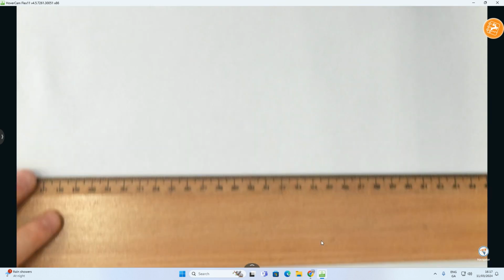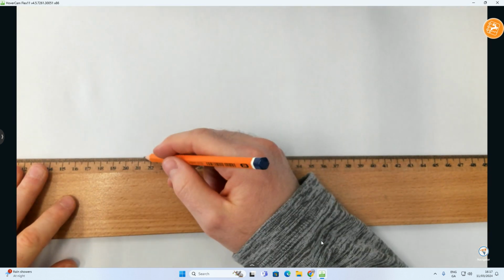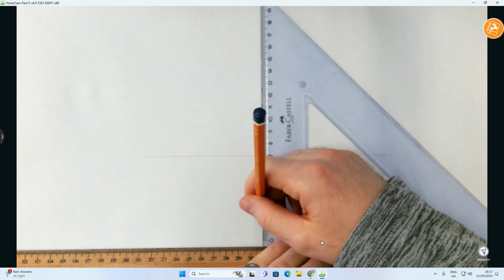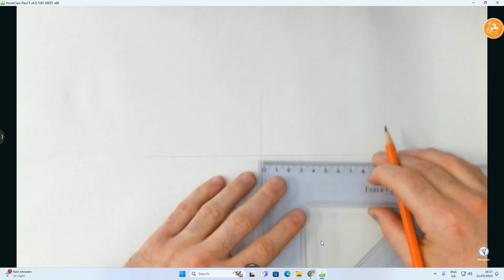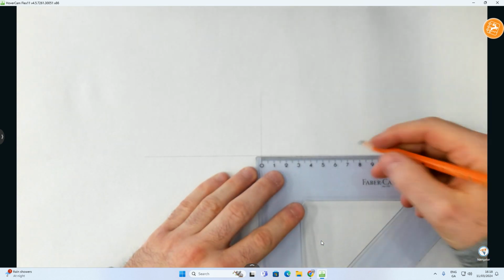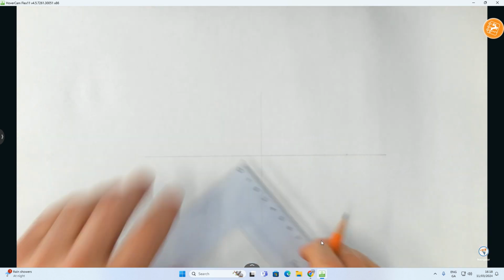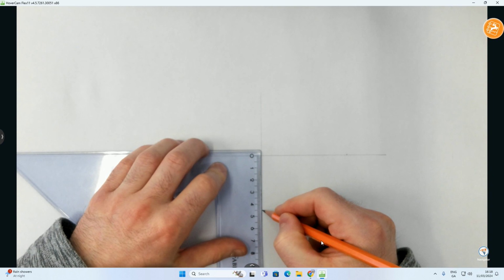So on my page, I'm going to start off by doing a construction line like this, and then roughly through the middle, it doesn't have to be exactly through the middle, I'm going to do a line up and down. Now, on those two lines, I'm going to measure 70 millimeters on the major axis, and on the vertical line from the center point, I'm going to measure down 45.